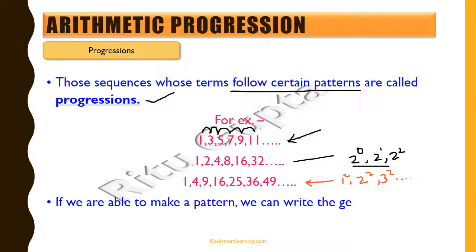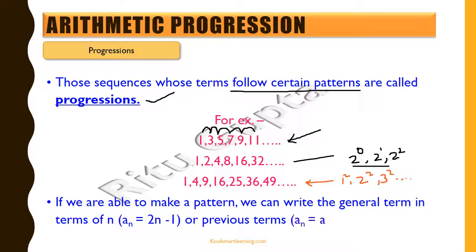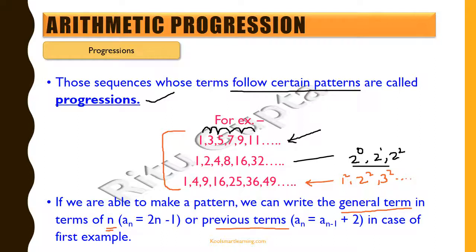We've seen that these are very common in mental ability questions. And obviously we see certain patterns at other places like steps of a staircase, the pocket money rise, salary rise and things like that. So progressions are quite common. If we have a sequence where we are able to make a pattern, then we can write the general term in terms of either n or in terms of the previous term.